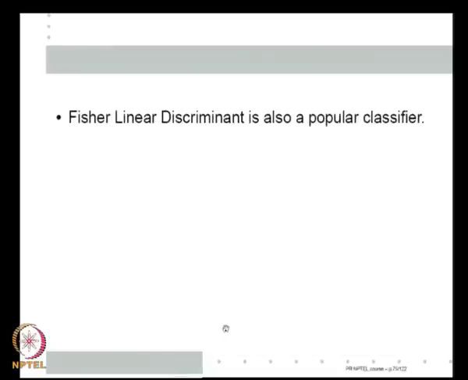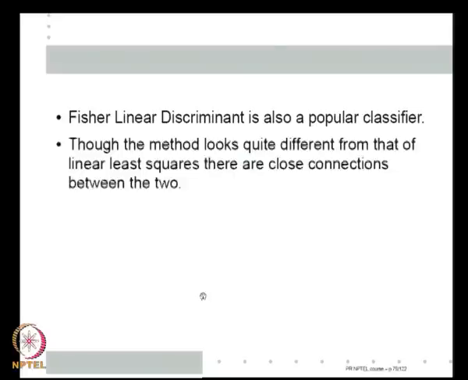Fisher linear discriminant is also a popular classifier, just like the least squares. Now, the way we derive the Fisher linear discriminant, it looks quite different from the least squares method. As I told you, Fisher linear discriminant also came from statistics, but it came from a different direction. So, essentially linear least squares and Fisher linear discriminant evolved historically as different algorithms.